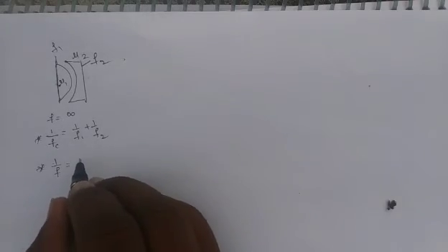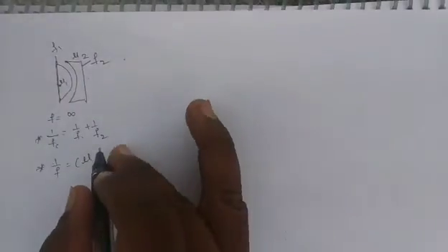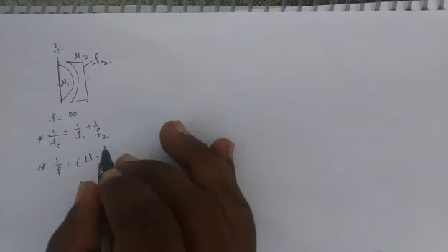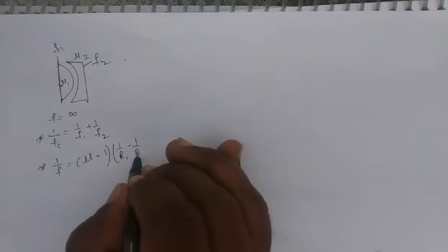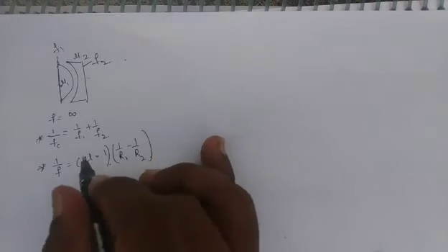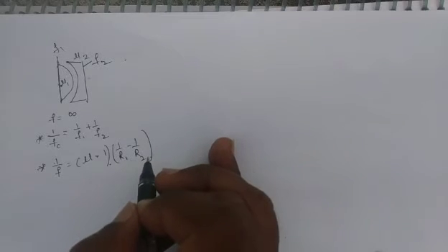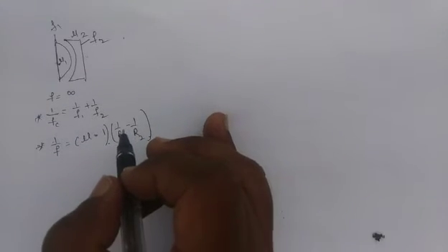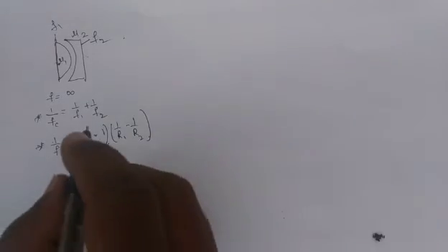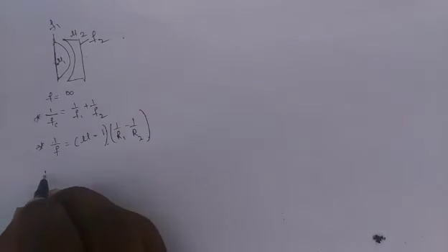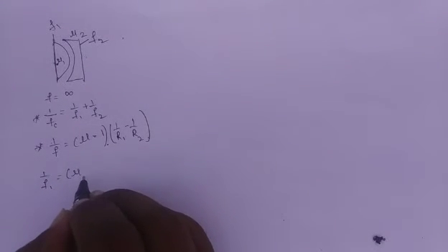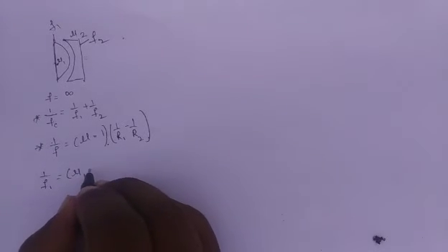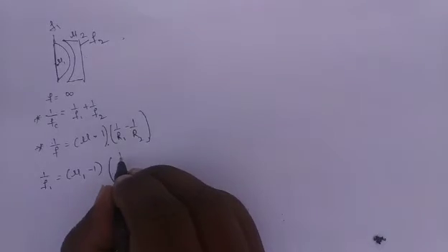So that one is 1/f = (refractive index − 1)(1/r1 − 1/r2). This is the formula to find the focal length using the radius of curvature. Here we first calculate the focal length 1/f1. 1/f1 is equal to the refractive index of the first material, the plano-convex lens, so that is (μ1 − 1) into 1/r1.